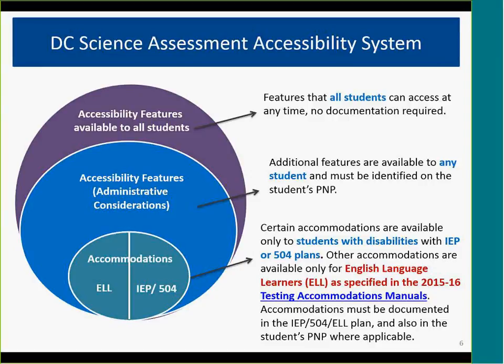In the third circle here in gray or green are certain accommodations that are available only to students with disabilities with IEP or 504 plans. So those accommodations would need to be documented, and they're only available to students where we are specifying in the Testing Accommodations Manuals Parts 1 and 2. And these accommodations definitely must be documented in the student's IEP or 504 plan or ELL plan, and also noted in the student's PNP where applicable.